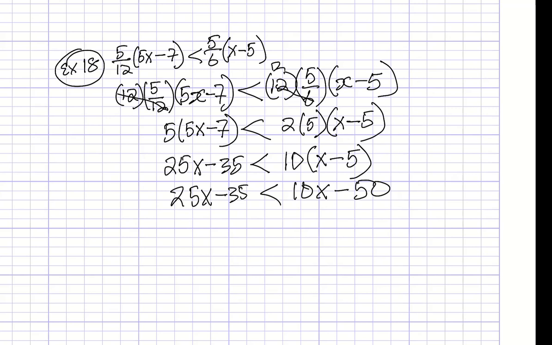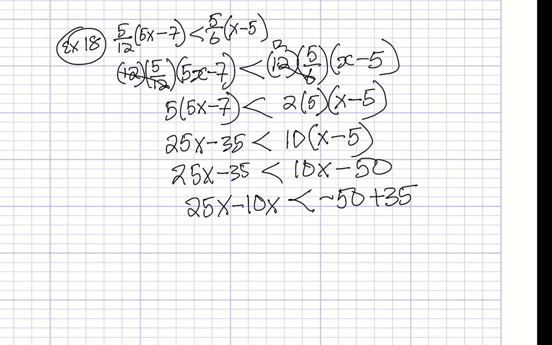Okay, so now we'll move things around. We'll have 25x minus 10x is less than minus 50 plus 35. You see that, right? Okay, so what is that? That's 15x less than, what is that? 35 minus 50. What do you get? That's negative 15. You see that? So all that torturing stuff boils down to 1.